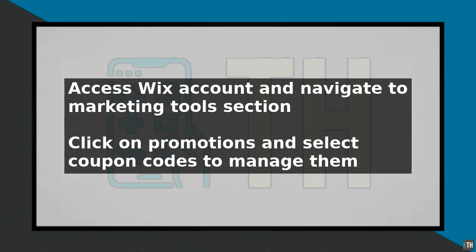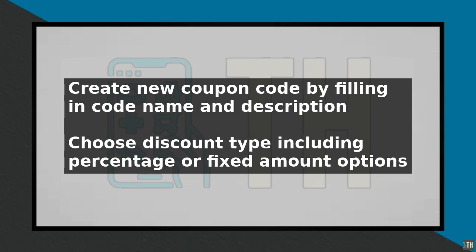From there, click on Promotions and then select Coupon Codes. This will take you to the Coupon Codes page where you can create new codes or manage existing ones. To create a new coupon code, click on the Add Coupon button and fill in the required details such as the code name, description, and discount amount.